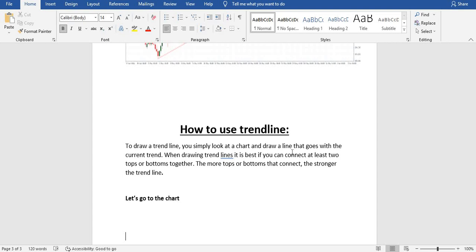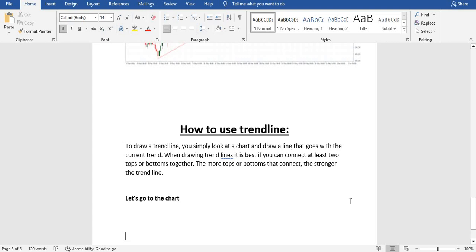When drawing a trend line, it is best if you connect at least two tops or two bottoms together, which means that if the market is going upside, you connect the bottoms, and if the market is growing bearish, you connect the tops. The more tops or bottoms that connect, the stronger the trend line is going to be.